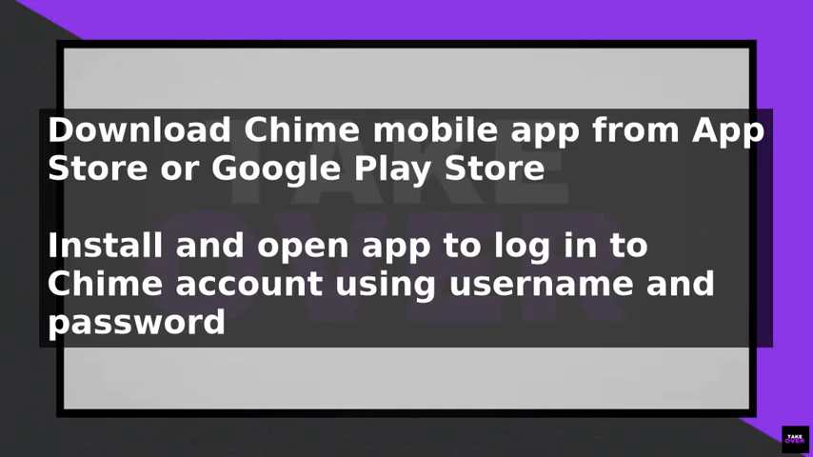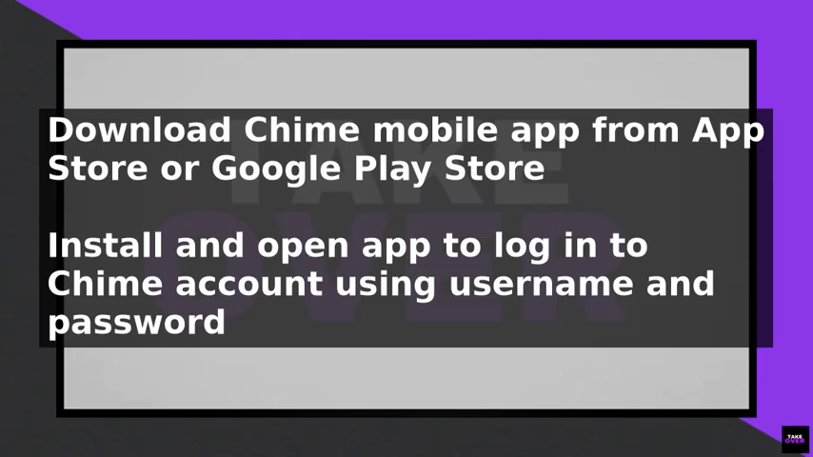To activate your virtual Chime card, start by downloading the Chime mobile app from the App Store or Google Play Store if you haven't already. Once the app is installed, open it and log in to your Chime account using your username and password.